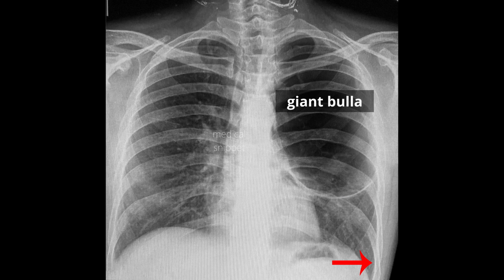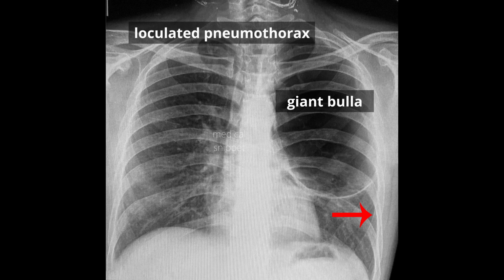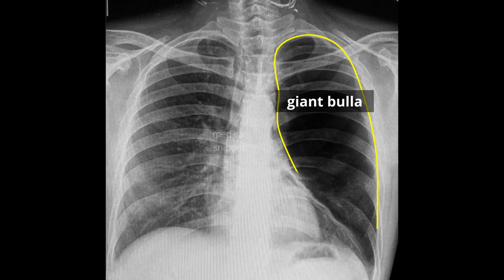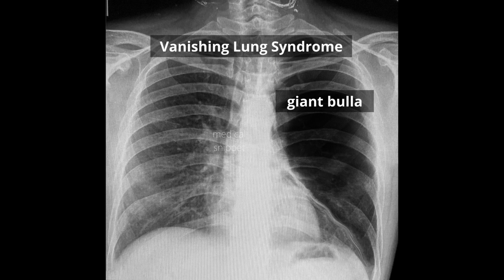But there is a word of caution. In loculated pneumothorax also, the part of the lung is in contact with the chest wall, so it can be confused with a giant bulla. And sometimes the bulla is so giant that the lung tissue is completely replaced by the bulla, and it is called vanishing lung syndrome.